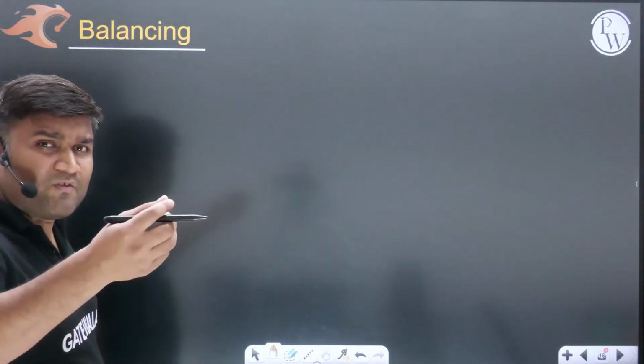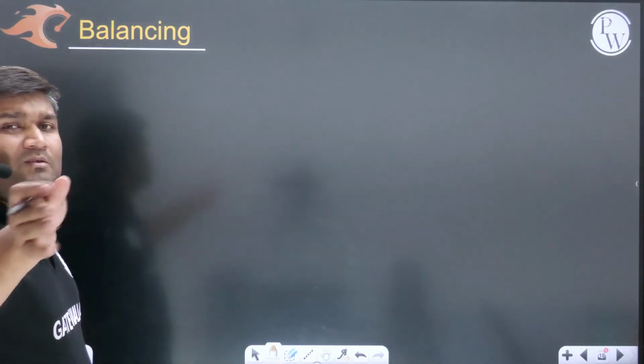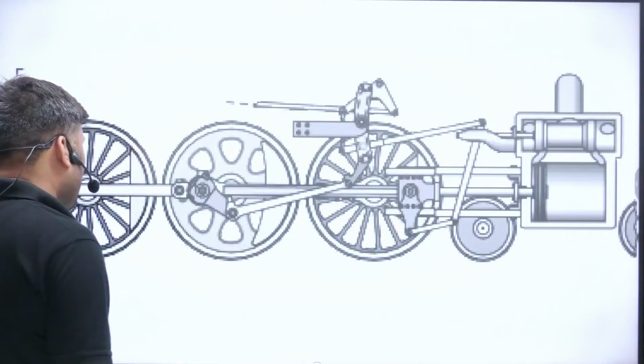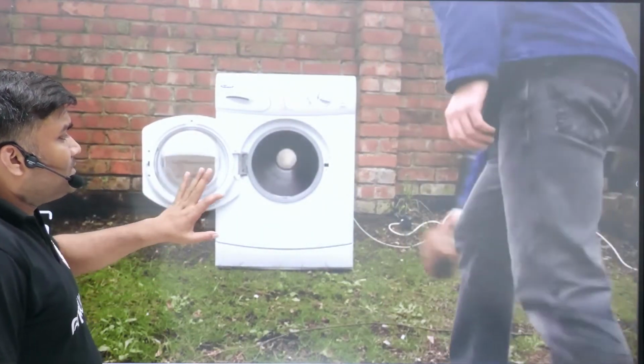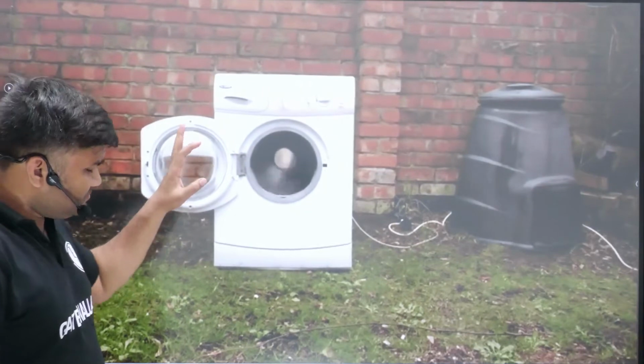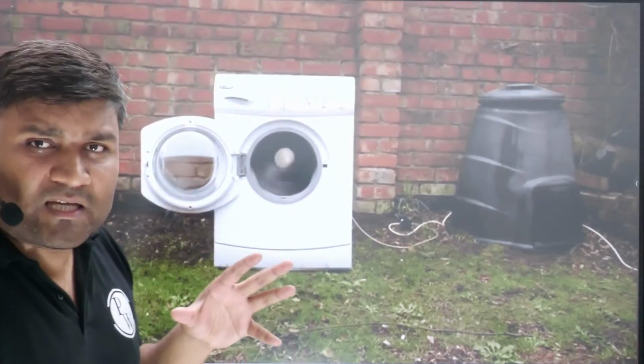The larger the value of this unbalanced force, the lesser the life will be. With even more force, your machine is going to break right in front of you. Let me show you that. Suppose there is a washing machine which is running, and there is some rotating part inside.